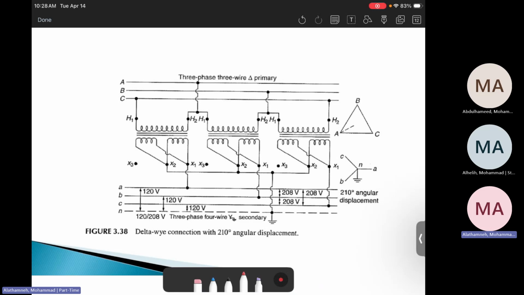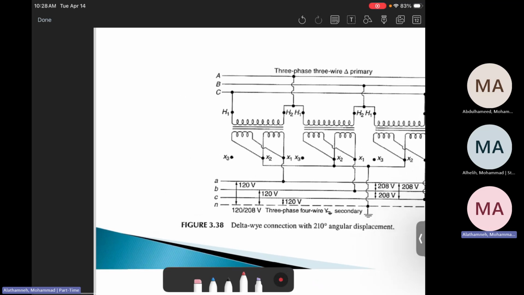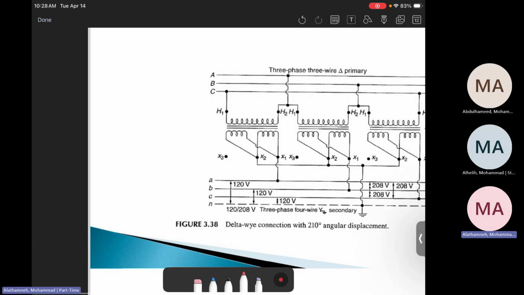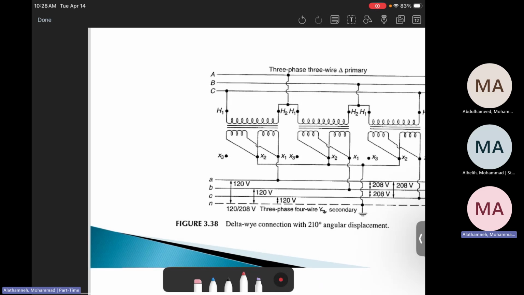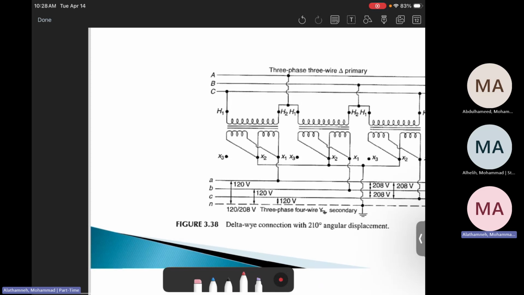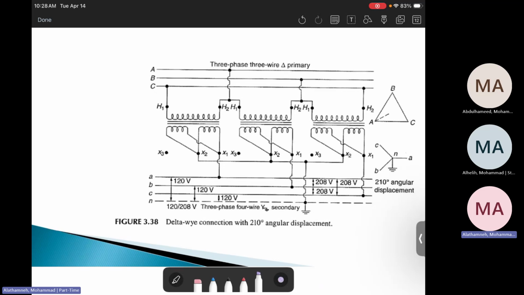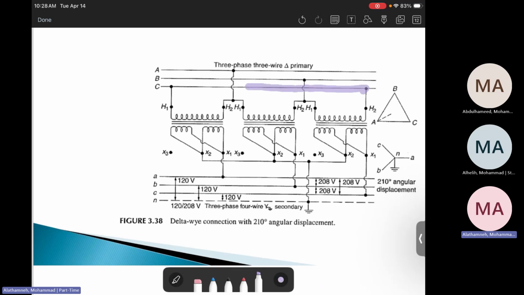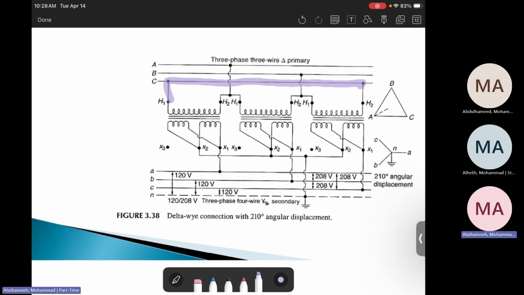Some details like special case for the delta with the neutral. And again, don't worry about the displacement angle, but that's what you need to know about the connection. So if you have a connection like this, then you need to determine what's the primary, what's the secondary. Then when you try to see, label the phases, you will realize this one is delta. Okay, understood?